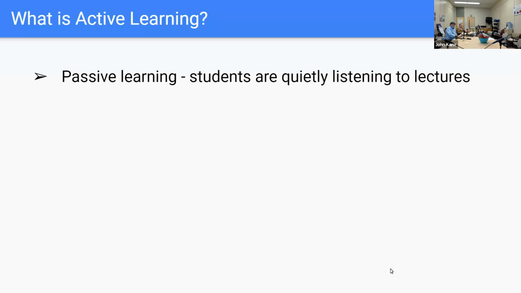So what is active learning? Well, it's not passive learning, and passive learning is what you would see if you walk by probably 95% of the classrooms at any given time on campus, where students are sitting there, not always quietly, but in any case, listening to an instructor lecture. If you walk through the hallways, you see a lot of that, and much of it really doesn't look that much different than it would have a century ago, other than the fact that now we have whiteboards rather than blackboards in a lot of classrooms.